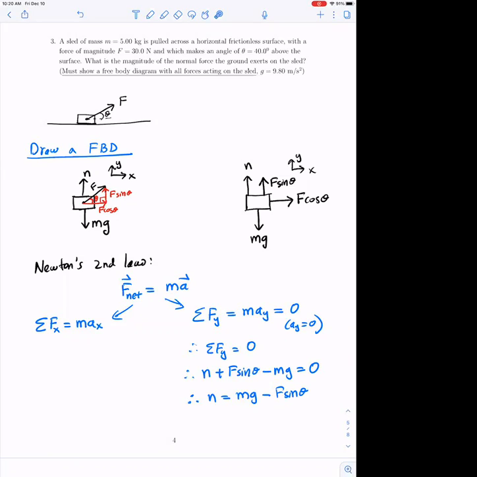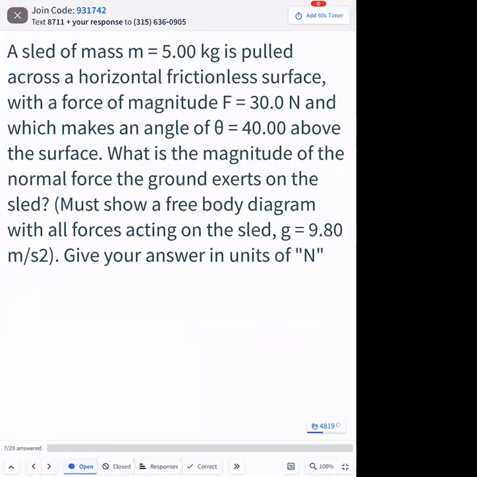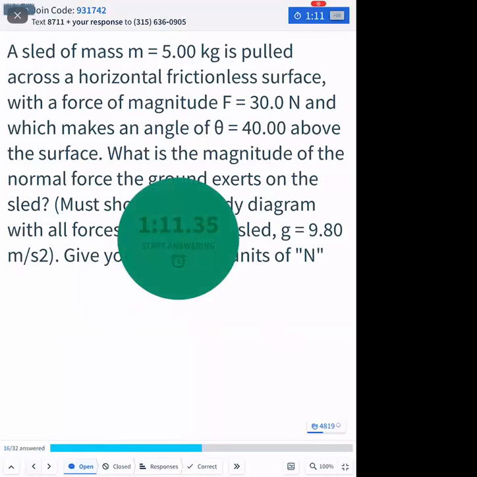Any questions from anyone about this? Let me add a timer here of a minute and a half.